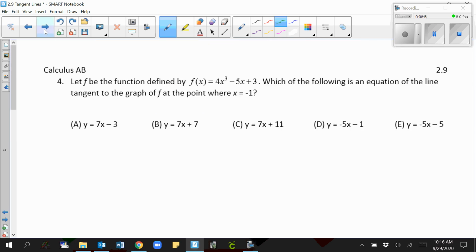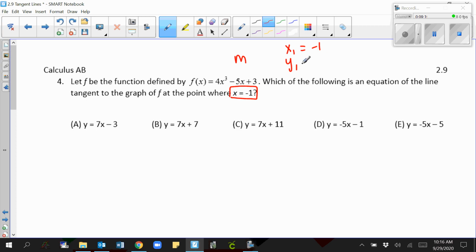And example 4. So it says, let f be the function defined by f of x is equal to 4x cubed minus 5x plus 3. Which of the following is an equation of the line tangent to the graph of f at the point where x is equal to negative 1? So if I'm looking at where x is equal to negative 1, I need an x1, y1, and an m. Well, x1 is negative 1.